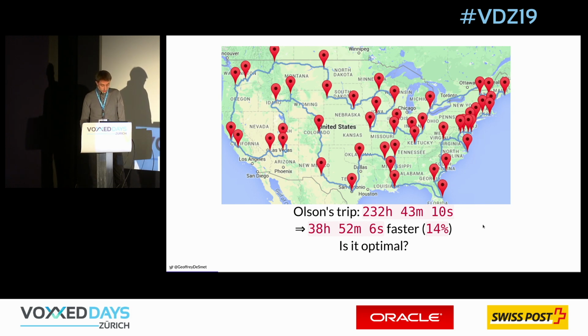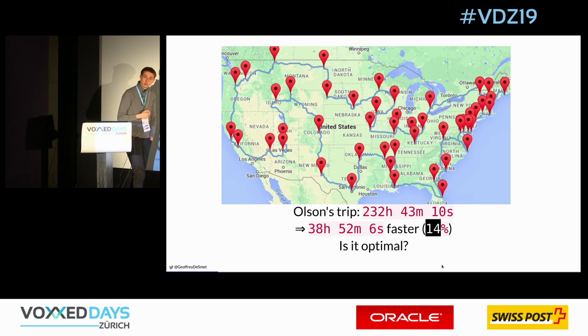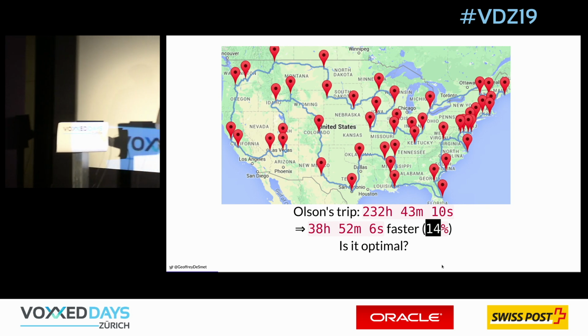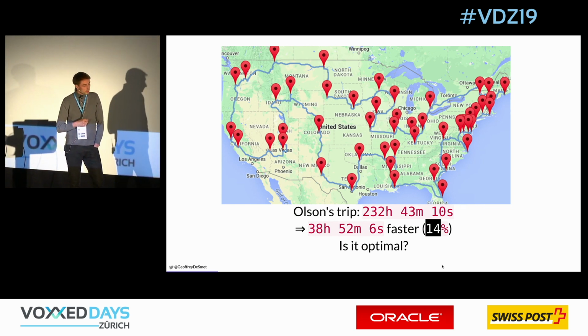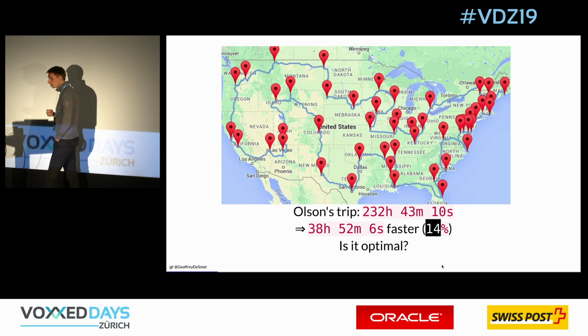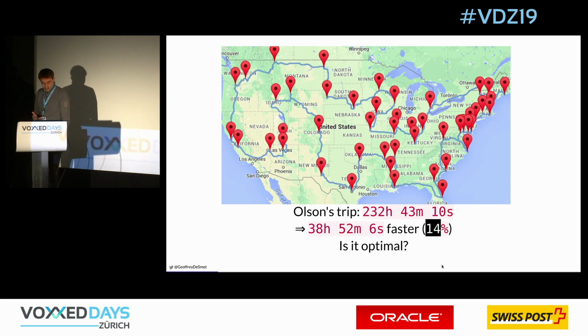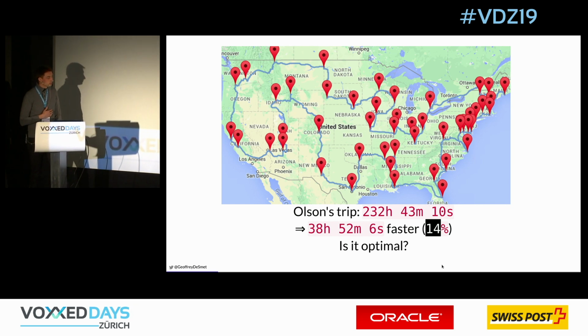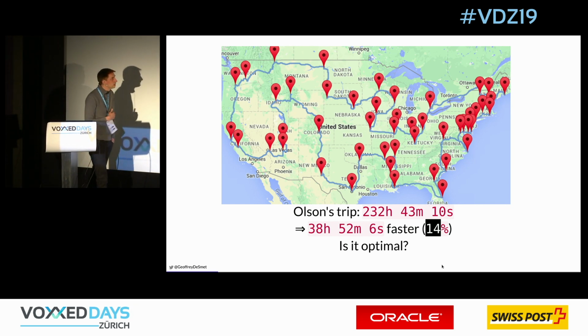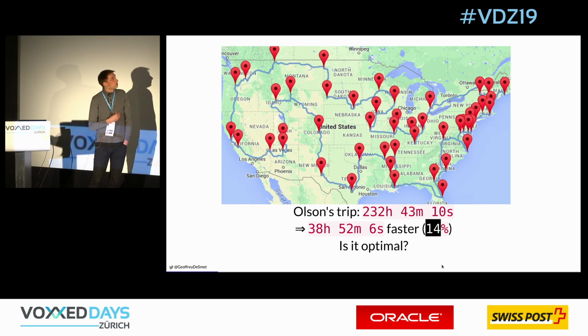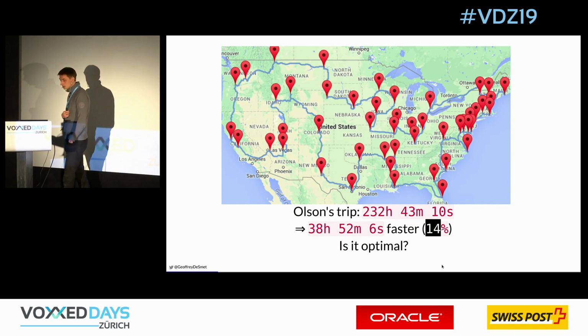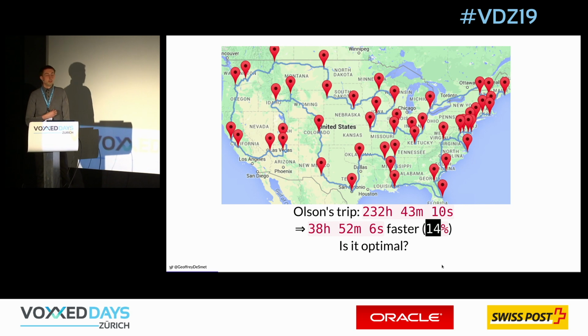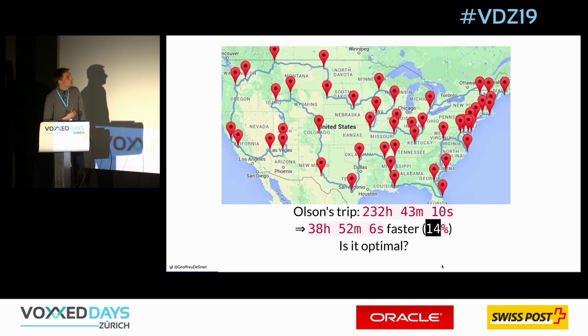So it is 14% faster than the traditional algorithm I used to generate the first solution. And it's actually quite a smart algorithm that he used. So 14%, 38 hours less driving time. That's great. More time you can spend doing fun stuff on vacation instead of just driving. But is it optimal? And here you cannot really see as a human why it's not optimal or not. But let's take a look.